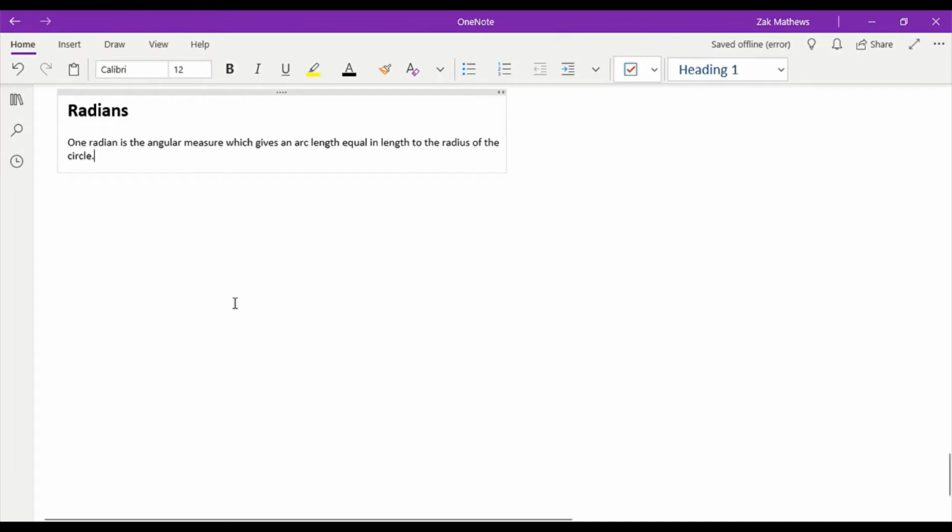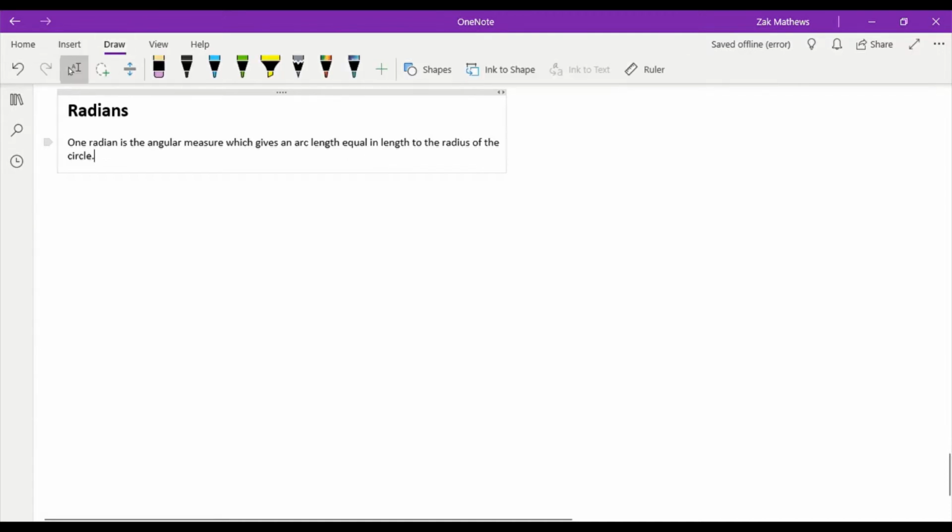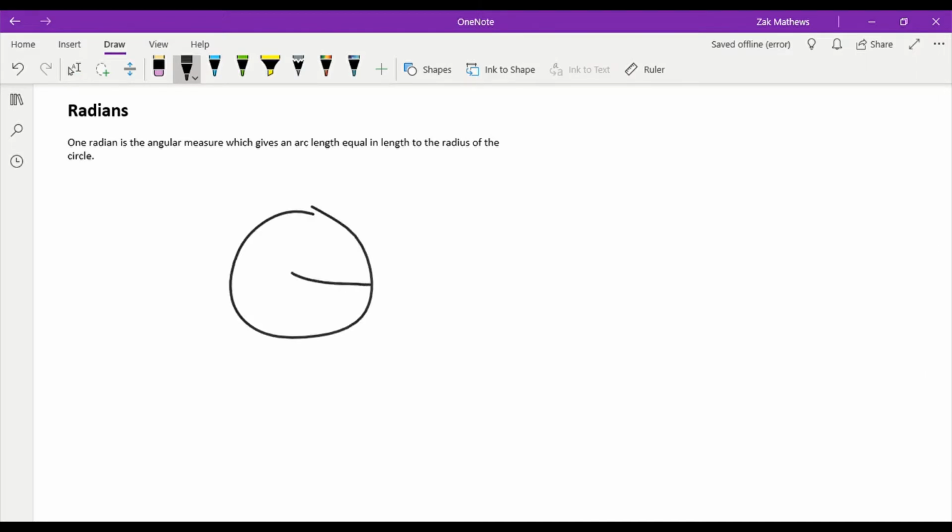So let's start by defining a radian. One radian is an angular measure which gives an arc length equal in length to the radius of a circle. If we think about taking a circle with a radius of r, and bisecting it at some amount, this here would be our arc length. If we were to find that length right there, that would be equal in length to the r. I don't think I've drawn that perfectly correctly, but that gives us the idea.